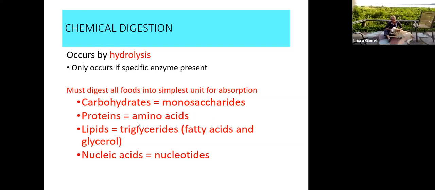So the carbohydrates need to be broken down into monosaccharides. The proteins need to be broken down into amino acids. The lipids, the most common of which is a triglyceride, need to be broken down into fatty acids and glycerol. And the nucleic acids need to be broken down into nucleotides. So this begins chemical digestion.